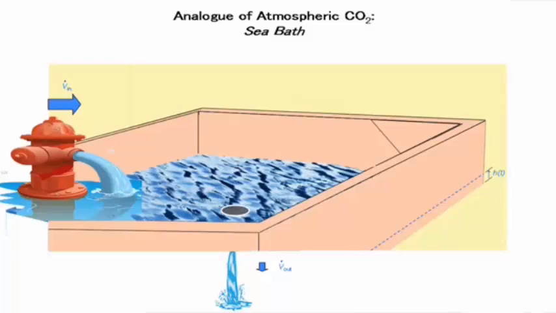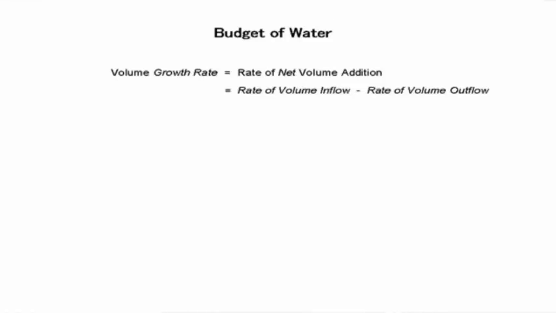In the sea bath, water is added at the rate of volume inflow and removed at the rate of volume outflow. The water level follows from the resultant of these opposing influences. The volume growth rate equals the net rate at which volume is added. That equals the rate of volume inflow minus the rate of volume outflow. Mathematically, the rate of change of water volume, that's the time derivative on the left-hand side, equals the volume inflow rate minus the volume outflow rate. This equation describes conservation of water. It's a fundamental physical law that governs water in the sea bath.